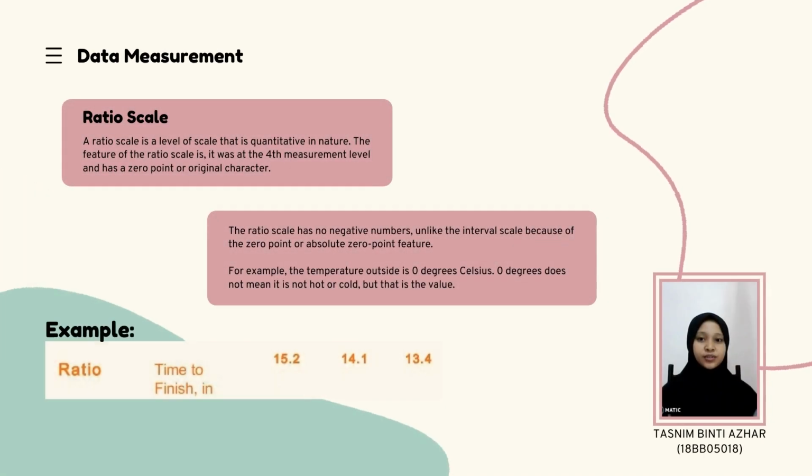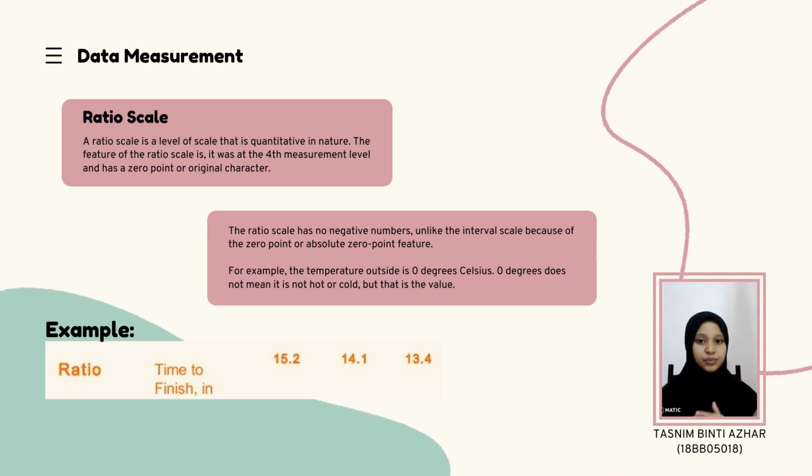The last point is the ratio scale. A ratio scale is a level of scale of measurement for variables that are quantitative in nature. It allows any researcher to measure in an interval where differences can be determined, such as height and weight. The unique feature of the ratio scale is that it is at the fourth measurement level and has a zero point or original character. For example, the temperature outside is 0 degrees Celsius. 0 degrees does not mean it is not hot or cold, but it is a value.